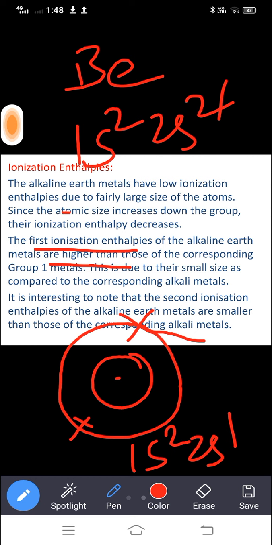The meaning of first ionization enthalpy is the energy which is required to remove the first, outermost electron. That is called first ionization enthalpy. So in beryllium it will be more.